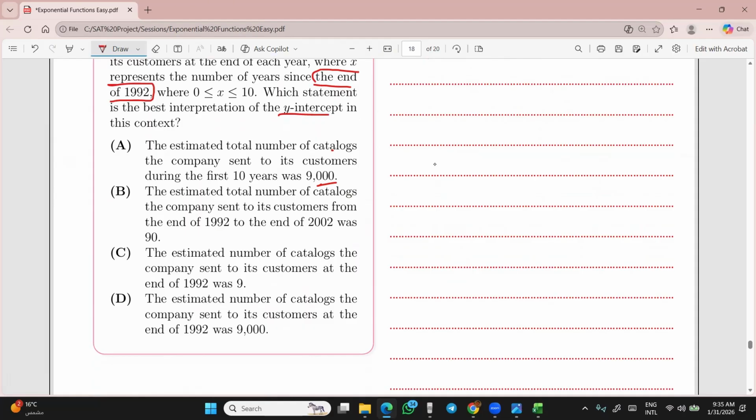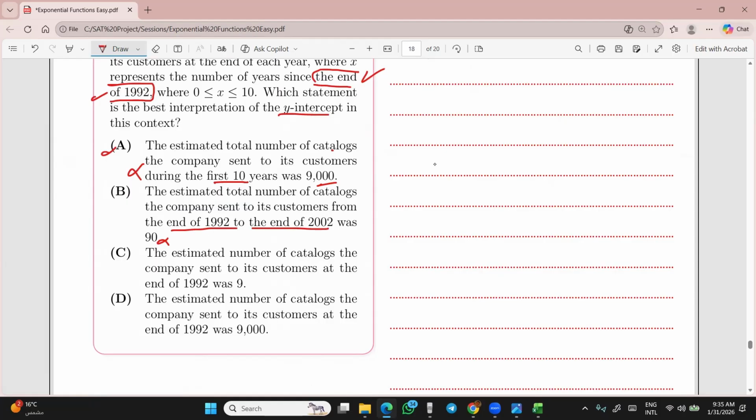And the number of catalogs, the question says the estimated total number of catalogs the company sent to its customers during the first 10 years. This is not correct. It's not during the first year, for the first 10 years. It should be at the end of 1992. So this is not correct. The estimated total number of catalogs the company sent to its customers from the end of 1992 to the end of 2002. Of course, no. And also this number is not correct. It should not be 90. It should be 9,000.